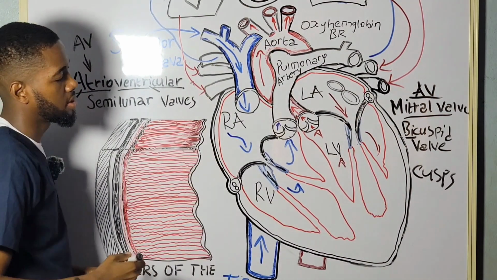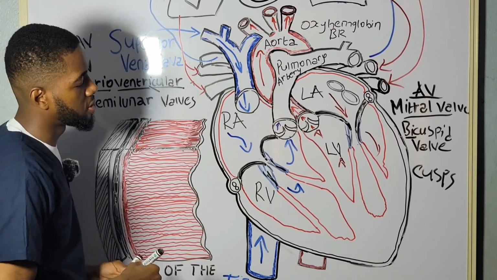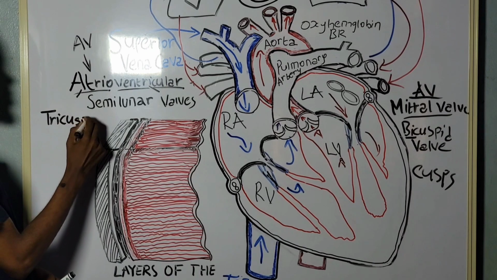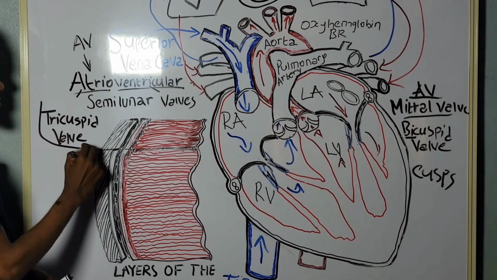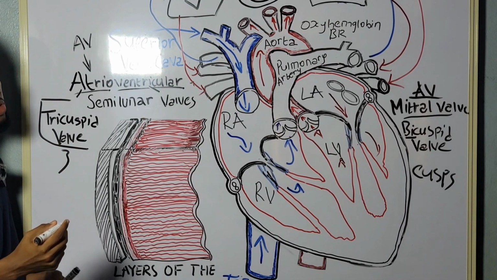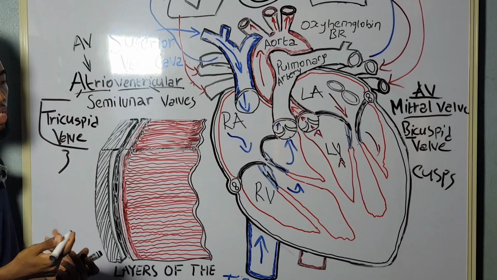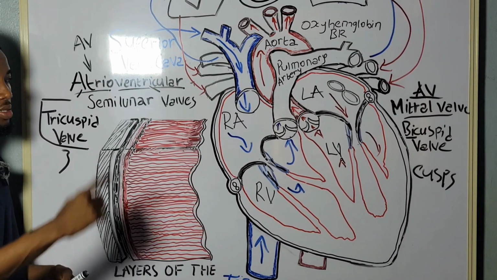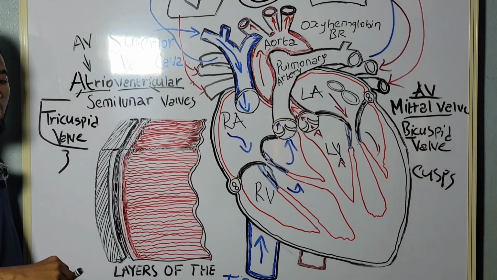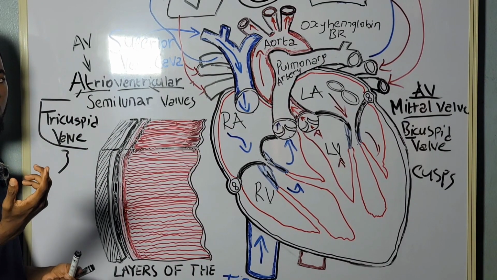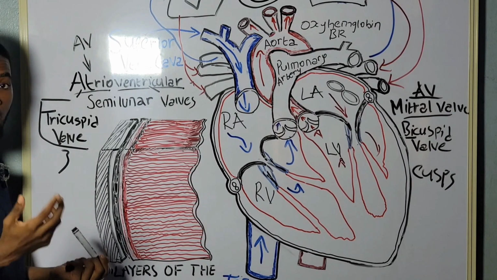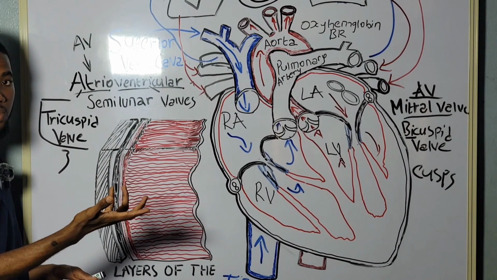The next one, found between the right atrium and the right ventricle, is called the tricuspid valve. From the name too, it means it has 3 cusps. If we were to describe what these cusps look like in diagrammatic format, this is what a cusp looks like. But let's say you were to come across a live heart as a medical practitioner, student nurse or student doctor. This is what a live image looks like.